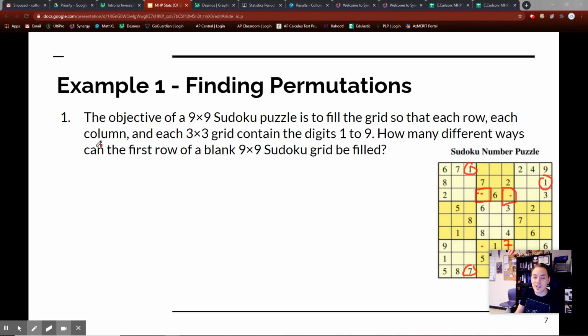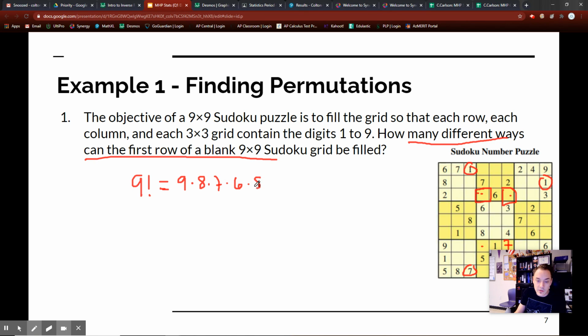What we're trying to learn is how many different ways the first row of a blank 9x9 Sudoku grid can be filled. Well, we just use our permutations, of course, and our factorials. So that means 9 factorial, because there are 9 different options. And so that is 9 times 8 times 7 times 6 times 5 times 4 times 3 times 2 times 1 equals some number. Now, what is that number?